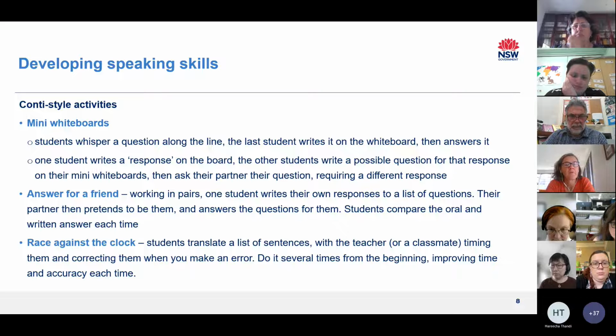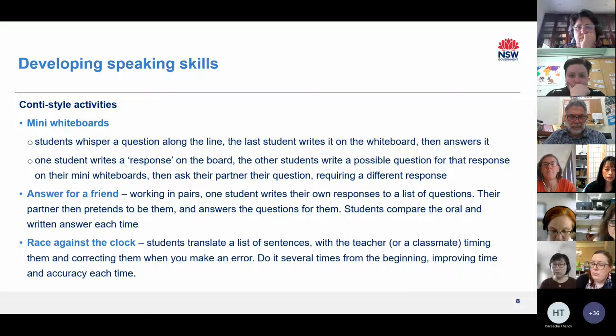Answer for a friend. Work in pairs. One student writes their own response to a list of questions. Their partner then pretends to be them and answers the question for them. Students compare the oral and written answer each time.